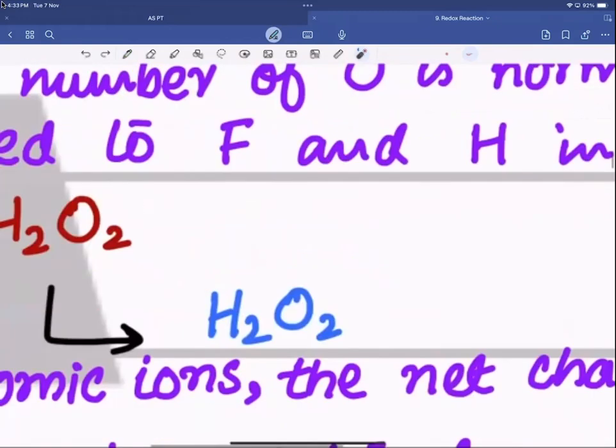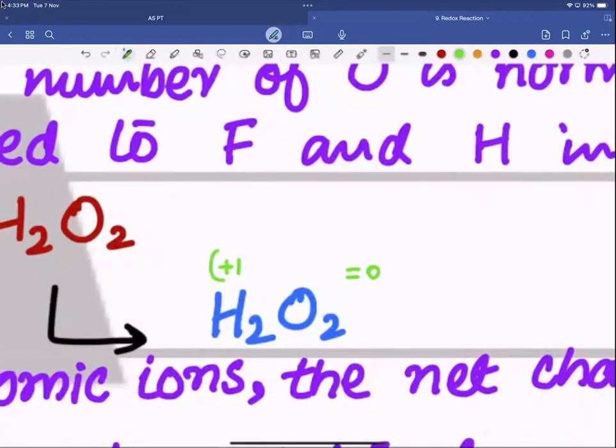Now hydrogen is bonded to a non-metal, right? So what will be the oxidation number of hydrogen here? +1, right? There are 2 hydrogens, which makes it +2. If there is a +2 on the hydrogens, then the charge on the two oxygens must be -2. But there are two oxygens, so the charge on one oxygen is -1. That's how we get the net charge of 0.